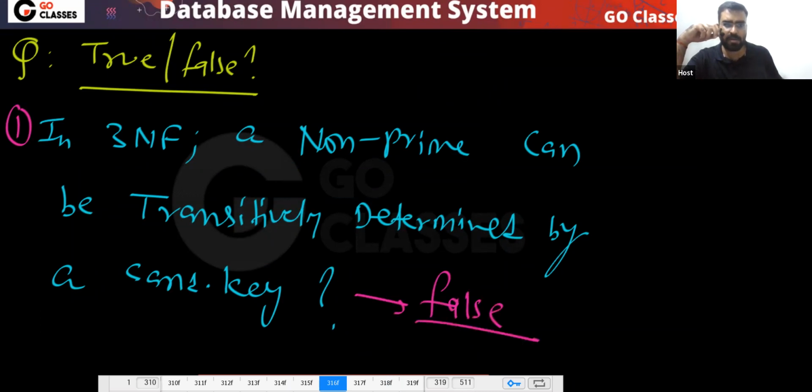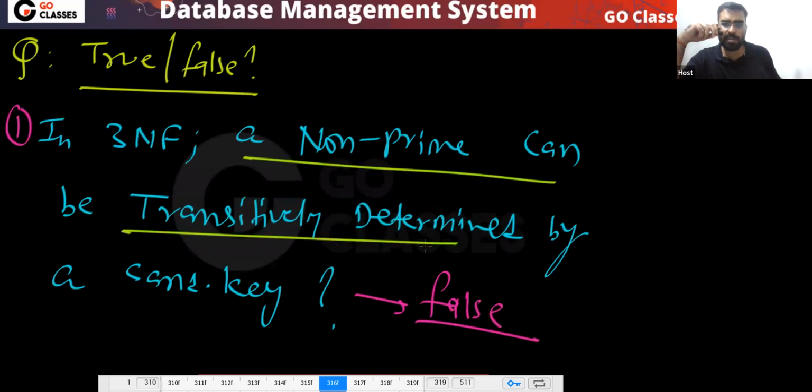Because this cannot happen. A non-prime attribute transitively determined by a candidate key can never happen. This is the problem with 3NF.